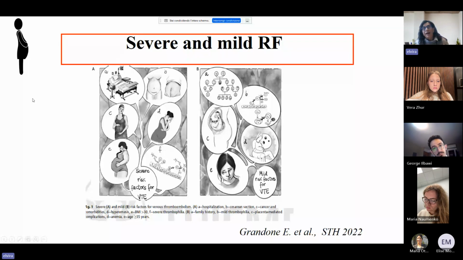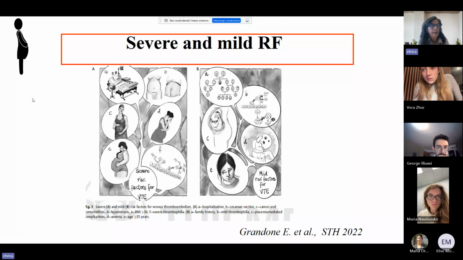What about other risk factors? We do not have a clear idea about the magnitude of the risk for each single risk factor. For instance, the magnitude of the risk for body mass index, for some specific comorbidities, or for thrombophilia, especially the severe and mild thrombophilias, and the most common, I would say, thrombophilias such as factor V Leiden or prothrombin mutation.